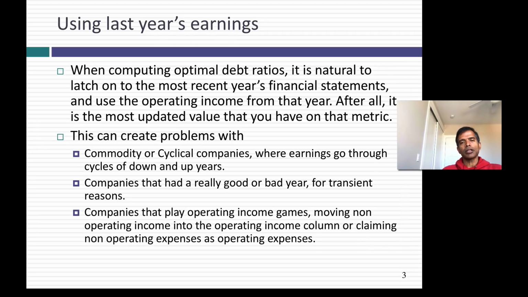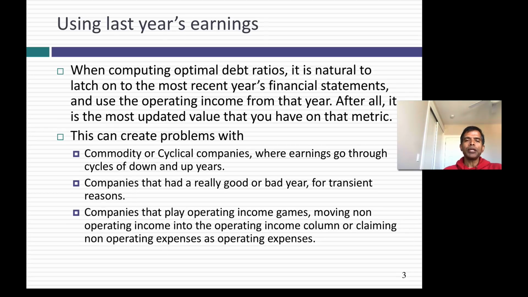If you have a cyclical company or a commodity company, last year can be a very good year or a very bad year because of macro reasons. If you're a cyclical company, last year could be a boom year and your earnings could be really high, or last year could be a recession year, in which case your earnings can be really low or even negative. If you're a commodity company, last year's earnings can be really high if commodity prices were high, or really low if commodity prices were low. You can also have companies that have really good or really bad unusual years. For some reason that year, something happened that made your earnings higher or lower than expected.